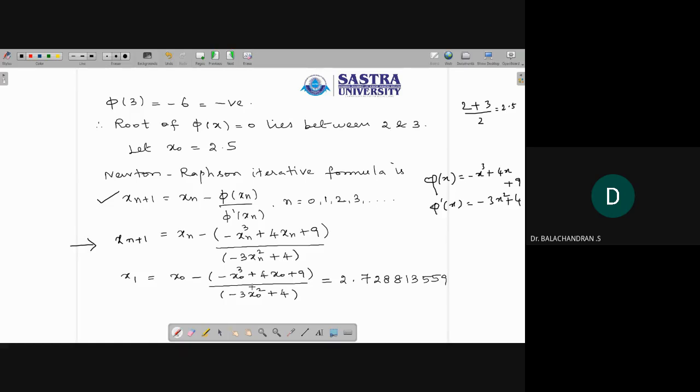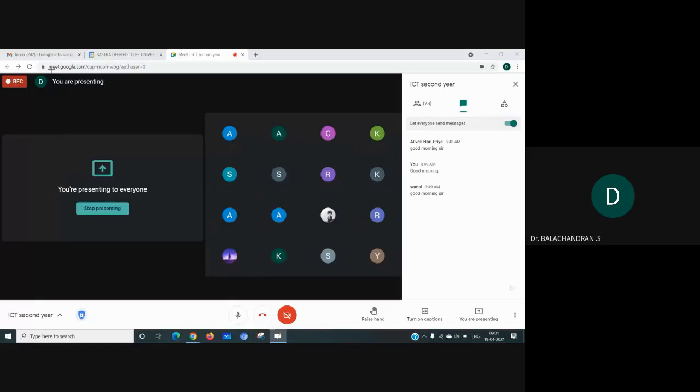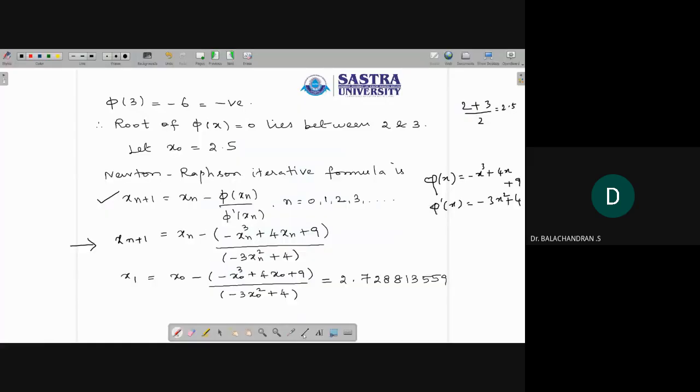Now press calc. It will ask x question mark. I need the initial approximation, which is 2.5. If you give 2.5, you will get 2.728813559. Did you get this value? You got the value 2.728813559? Yeah, sir. Okay, thank you.